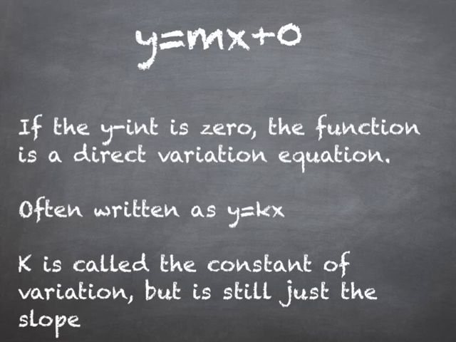Often we will write it as y equals kx instead of y equals mx, just because somebody felt like doing it that way. K is called our constant of variation, but it's still just like the slope. Don't let all of this mumbo jumbo confuse you. It's still slope-intercept form. The only difference is that it crosses through the y-axis at 0.